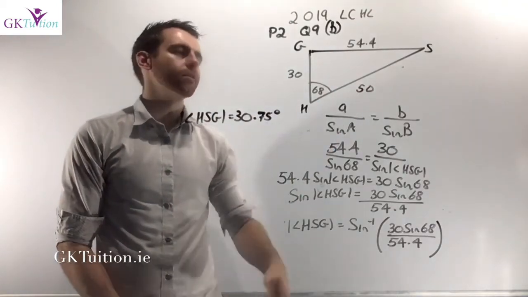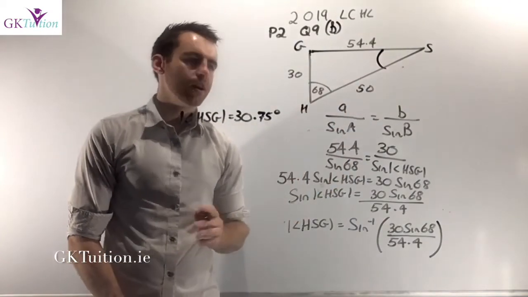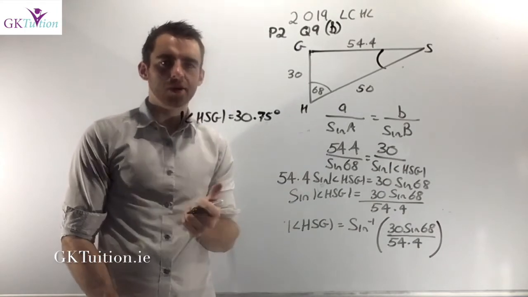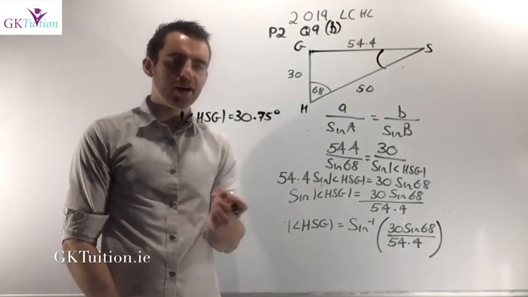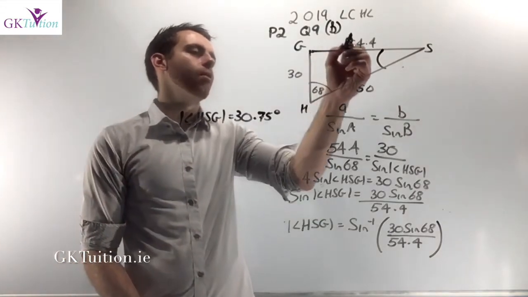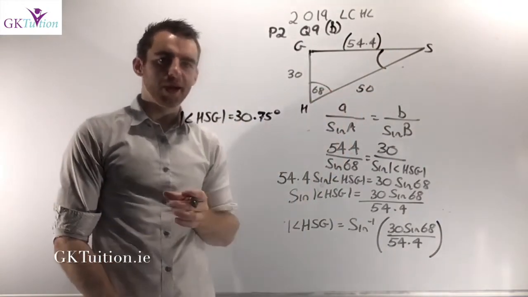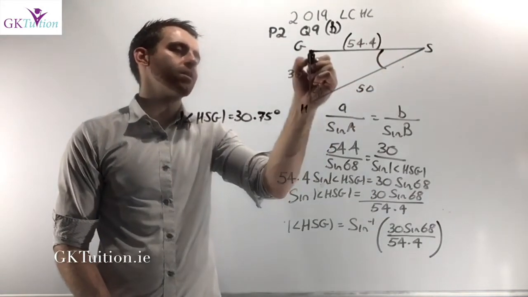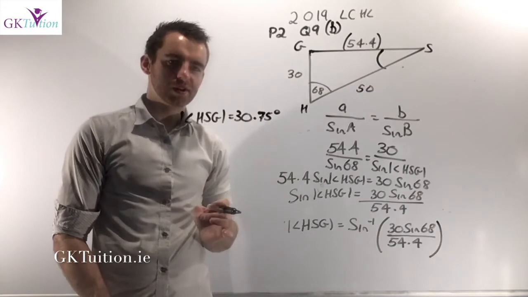In the second part of this question, we're asked to find the angle HSG. Now we're dealing with a non-right angle triangle, so obviously we need to use either the sine rule or the cosine rule. And in this case we actually have enough information to use either one. In general, a good rule of thumb, if you know a side and its opposite angle, your best bet is to use the sine rule. So in this case, because I know the side SG and I know the angle opposite it, my best bet is to use the sine rule.